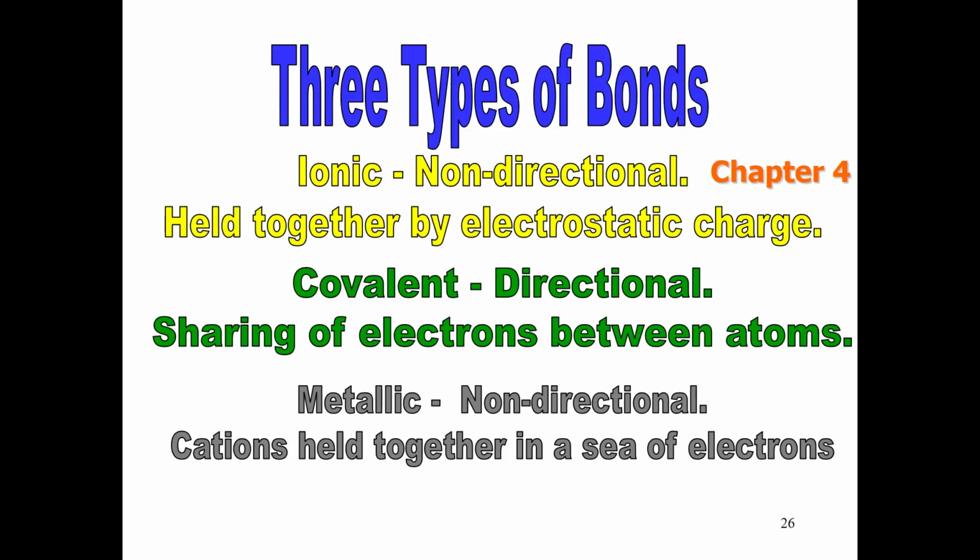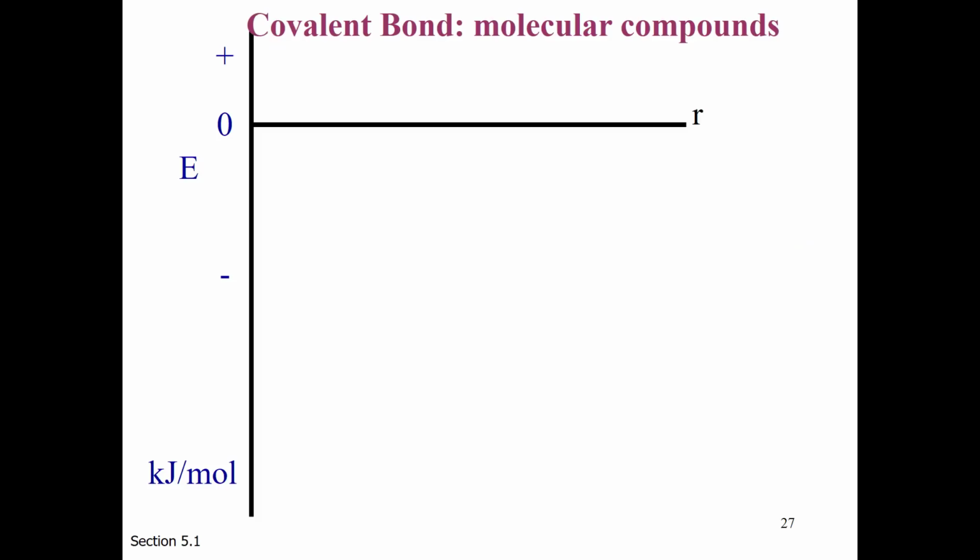Okay, we have now finished chapter 4, talking about ionic materials and ionic bonds. It's time to start on chapter 5, where we deal with covalent or directional types of bonds. So we're actually going to go back to Coulomb's law when we think of covalent bonds in molecular compounds. And you may remember that there's a relationship between charge and the distance between them.